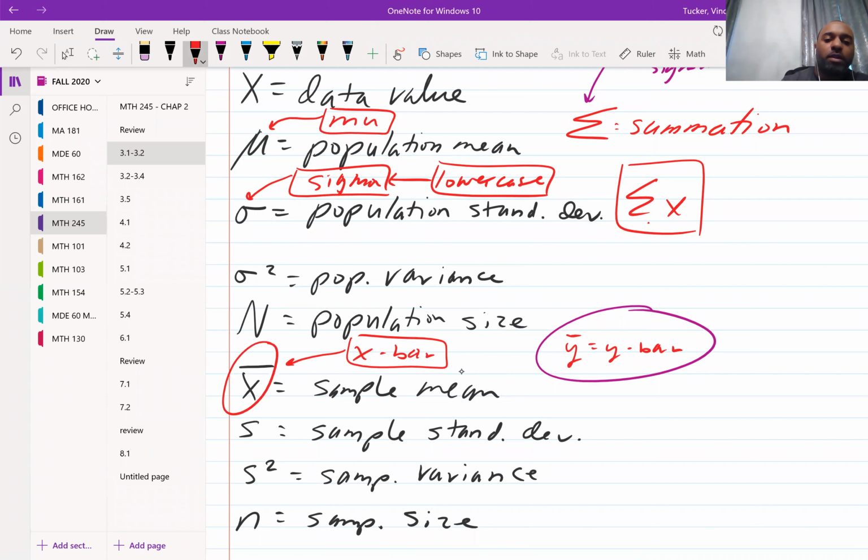X bar is your sample mean, and any letter with that bar over it, you would just say that letter bar. Like here, this would be Y bar. That's X bar, your sample mean. And this is just a simple letter S. That's your sample standard deviation. S squared is your sample variance. And then lowercase n is your sample size. So once again, you see these letters and you know if you're dealing with the population versus the sample. If you see lowercase n, you already know that's your sample size, not your population size. Same thing with capital N, that's your population size.